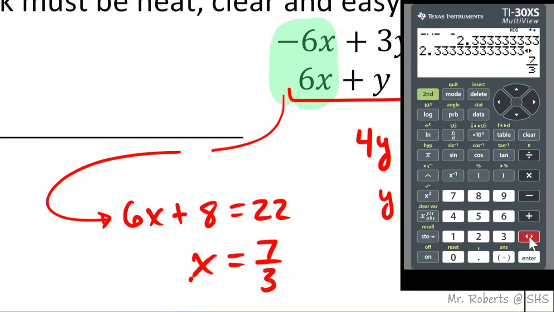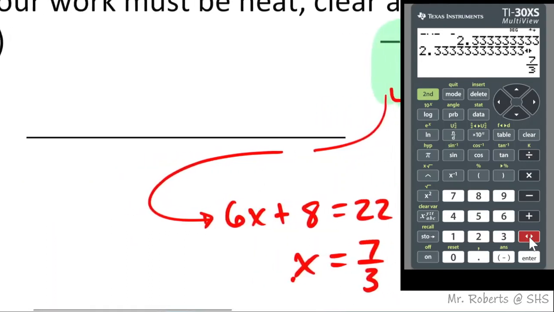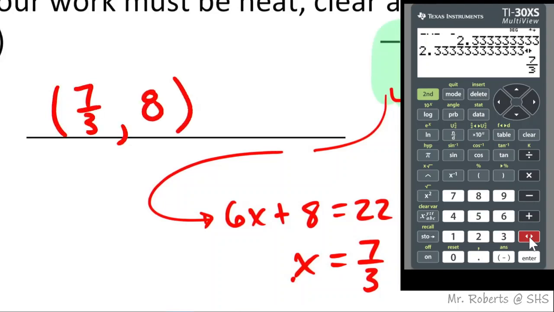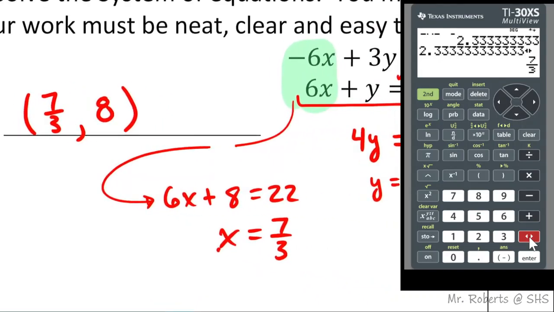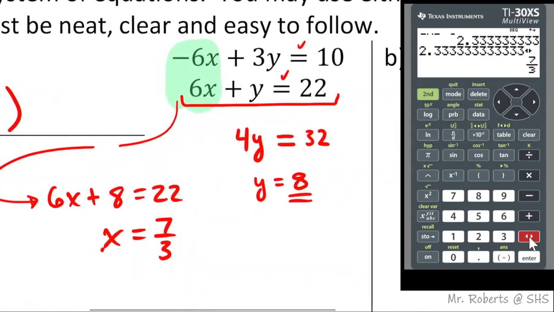So now that we know both x and y, we're ready to write our answer. This is the ordered pair. X is 7/3 and y is 8. And that point, 7/3 and 8, will work in both of those equations, right? It's the value that makes both of those true. All right, let's move on to part B.